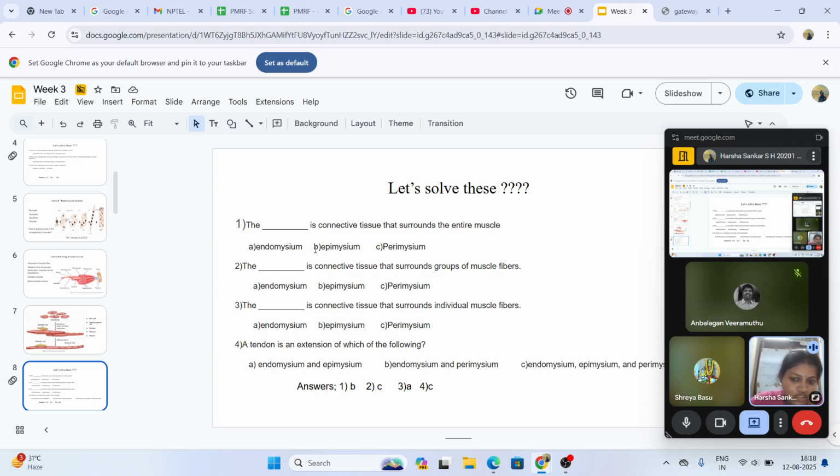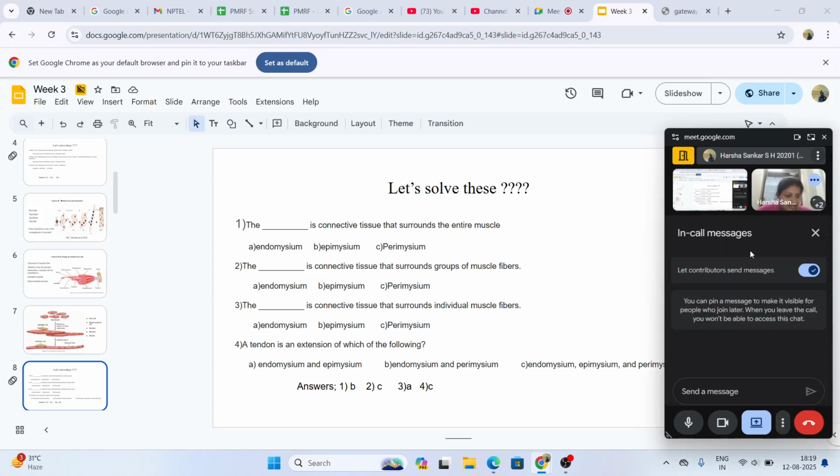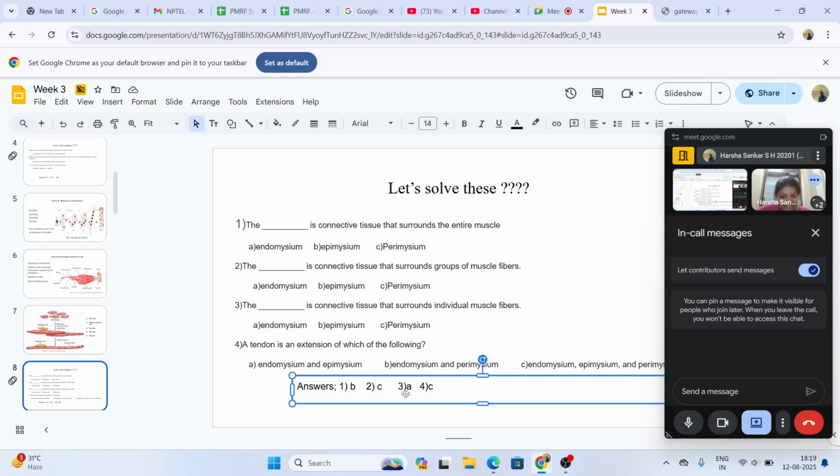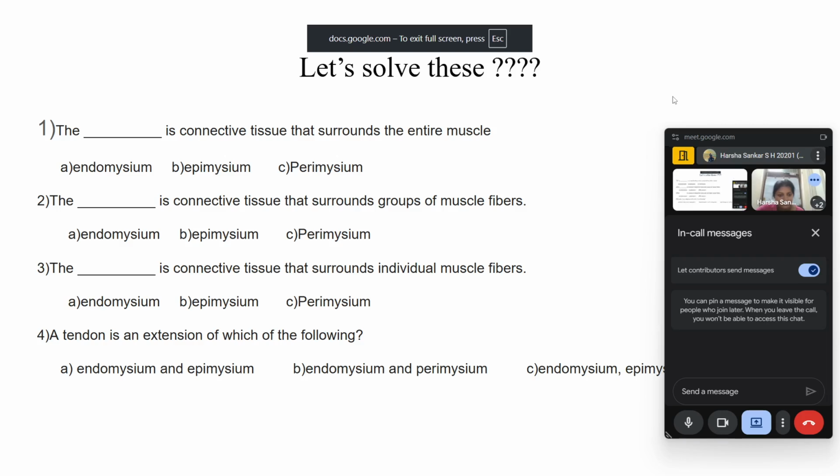We are discussing the first question. Dash is the connective tissue that surrounds the entire muscle. It's fine, the answer is already there. Let me go back. Dash is the connective tissue that surrounds the entire muscle. Just now you saw the answer, right? Now at least you can say the answer.